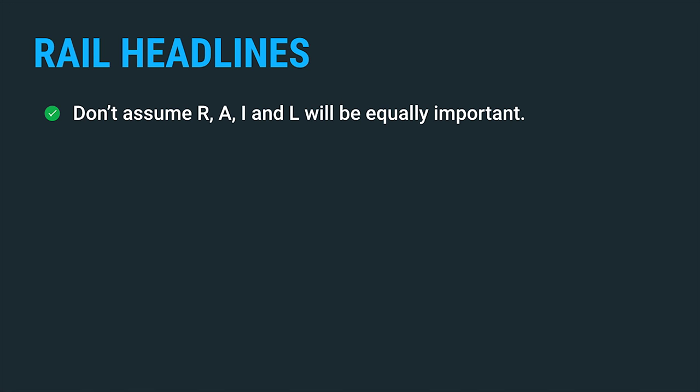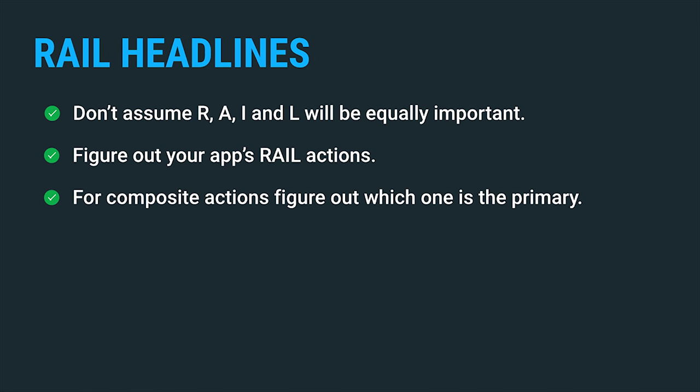RAIL headlines, then. Don't assume the four will be equally important. Figure out the RAIL actions for your app. It's actually really good to sit down and go, yeah, that looks like a response. Ah, that looks like they're going to group together. When they do group together, figure out which one is your primary and go from there. So with that, what I want to do is step into each of these four areas and show you how I try and get within those thresholds.